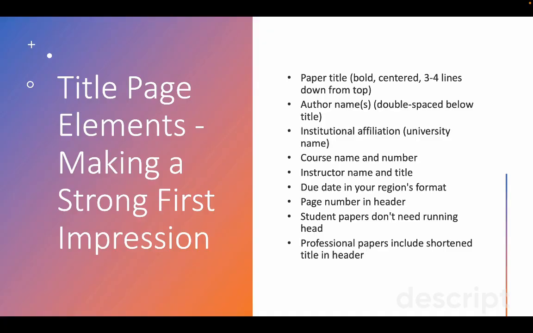Okay, let's talk about the title page elements, making a strong first impression. You have the paper title, which is bold, centered, 3 to 4 lines down from the top. Author's name, double-spaced below the title. Institutional affiliation, so the university name. The course name and number. The instructor's name and title, as well as the due date in your region's format. The page number is in the header at the top right. Student papers do not need a running head, and professional papers include a shortened title in the header.